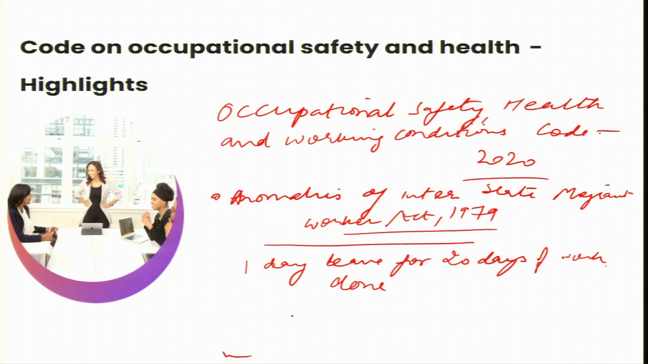Women workers have been given the right to work at night with their consent, and it has also been ensured that the employer would make necessary arrangements to provide the required safety and facility to the workers who are working at night especially. So, a lot of things pertaining to interstate migrant workers, empowering the women especially, giving them the right to work at night, and ensuring that the employer also provides them with all necessary facilities required for ensuring the safety of women at work have been introduced.